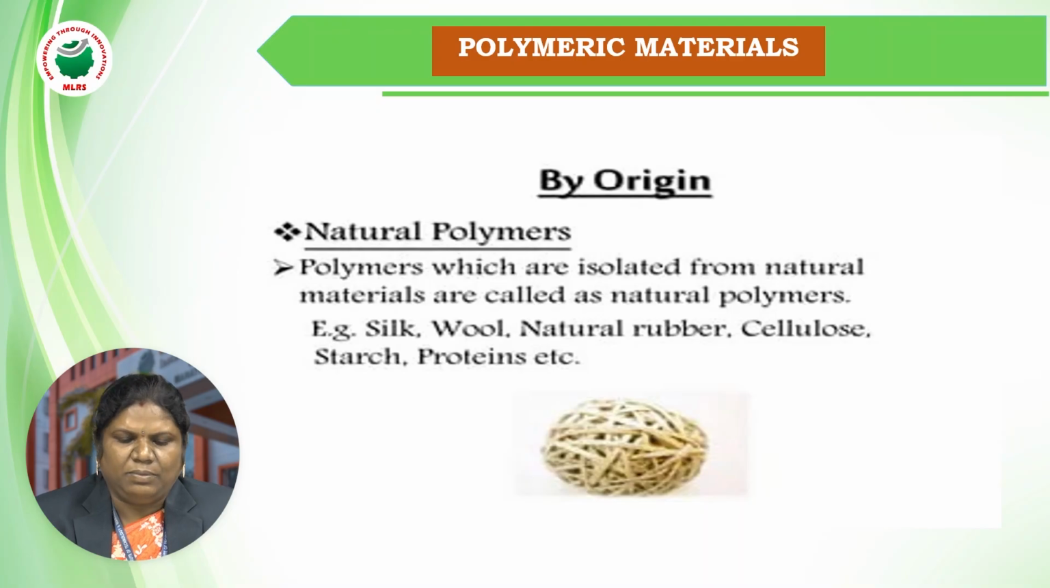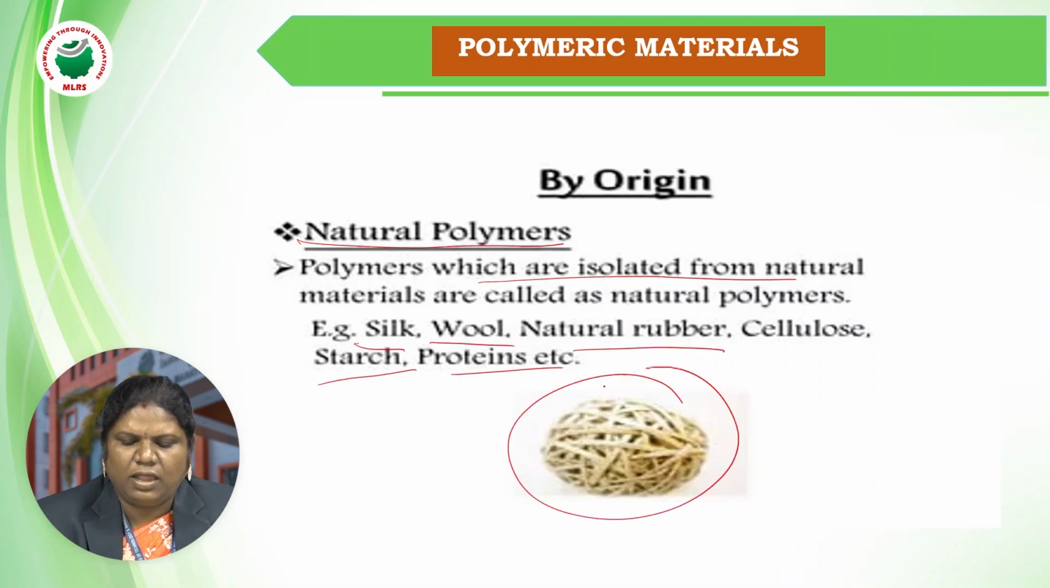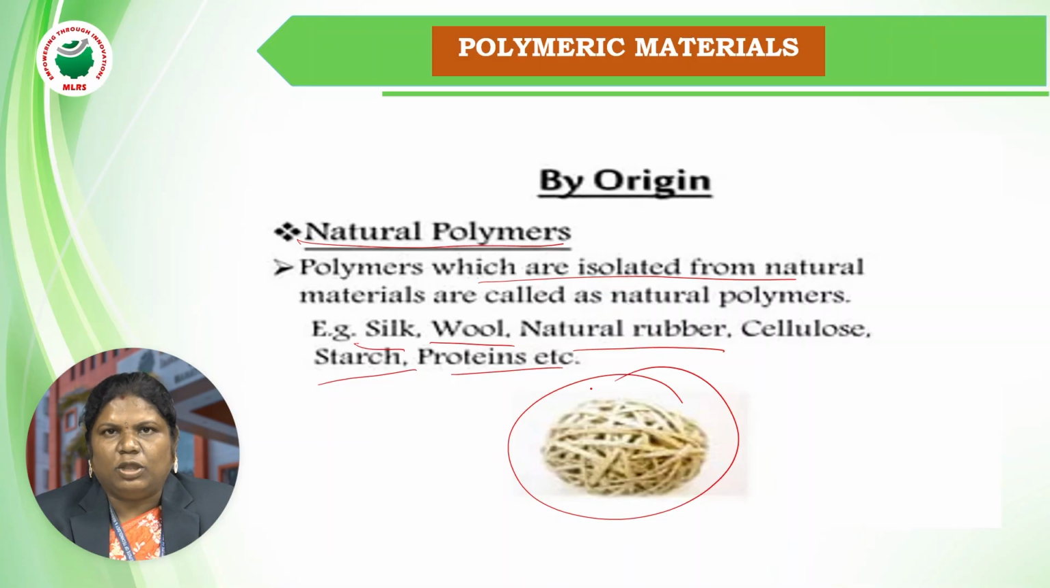By origin means the polymers are produced naturally or artificially. Natural polymers: polymers which are isolated from natural materials are called natural polymers. For example, silk, wool, natural rubber, cellulose, starch, proteins. These are the natural polymers. We will not prepare them; they are available in nature.